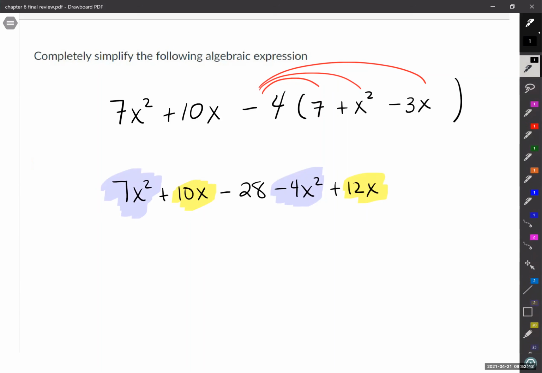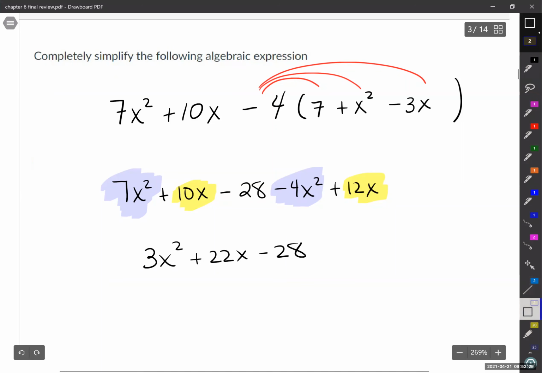We had 7x squared, so we took away 4 of them, so we were left with 3x squareds. We had 10 x's, we added 12 of them, so we should be left with 22 x's minus 28.